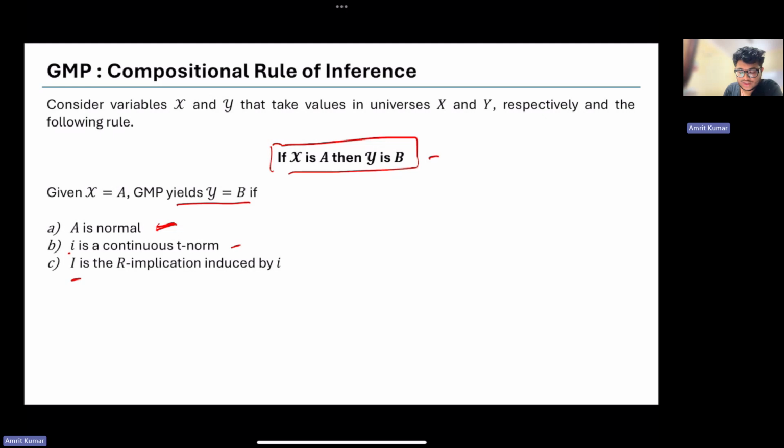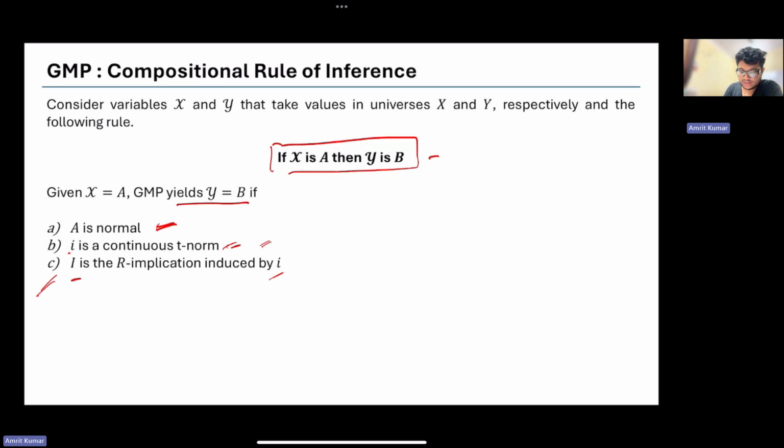So this is where you see that continuous t-norms are actually special, right? And that is why continuity of t-norm and R implications are important, and that is why I mentioned at an earlier point that R implications are interesting implications, right? They satisfy the neutrality property. They also have this very interesting property that if you use the R implication induced by a continuous t-norm in the setting of GMP, then it extends the classical modus ponens.